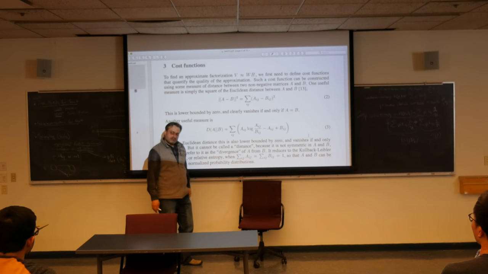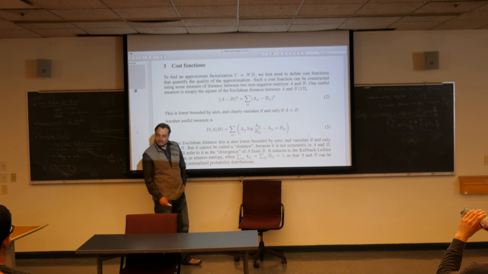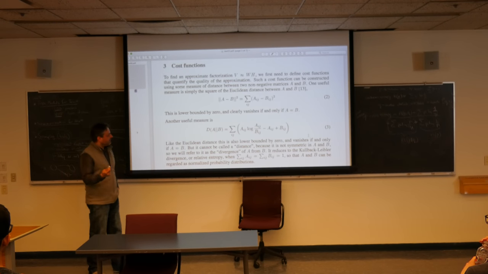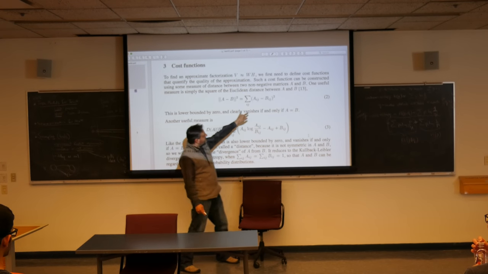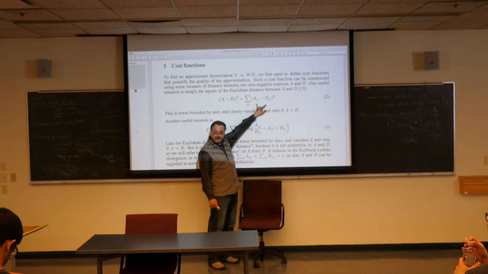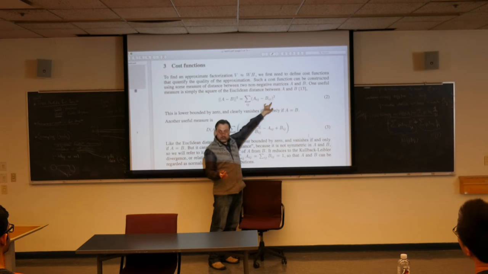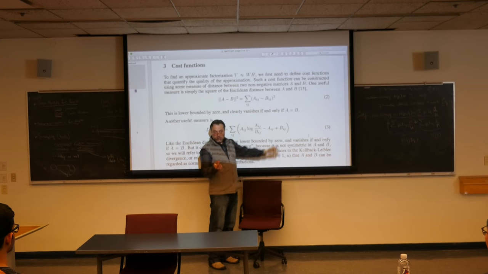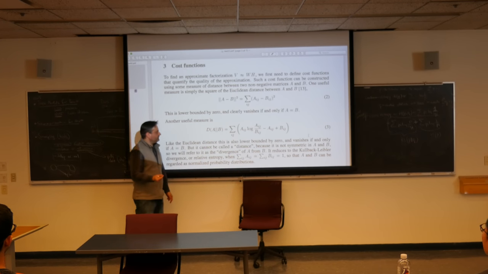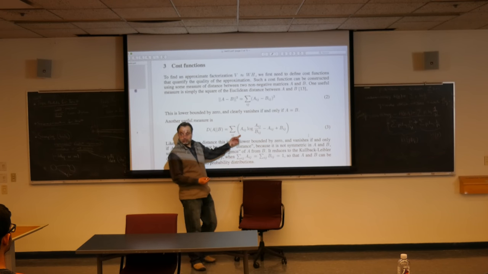What should I do? What do I want? Am I interested? This is preserving what? The cells themselves, right? AIJ is the count, and this is the new count. So I want the counts to be as close as possible. This is preserving what?